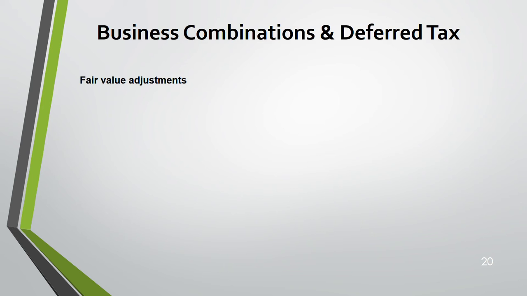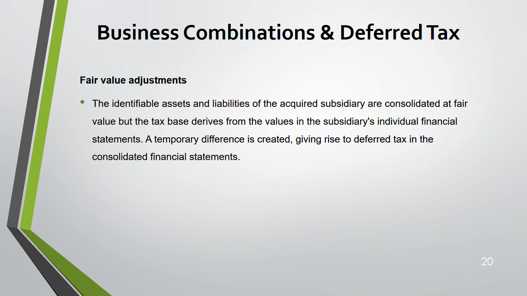Number one, fair value adjustment. When a fair value adjustment happens, identifiable assets and liabilities of the acquired subsidiary are consolidated at what? Fair value. We have not yet done the group accounting questions, IFRS 10 and IFRS 3. But we are going to go there. Definitely you will understand better that time, and maybe you can come back and revisit this if you need. But this is nothing very difficult.